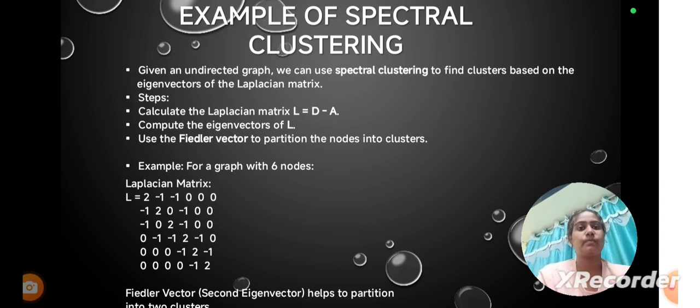Examples of spectral clustering. Given an undirected graph, we can use spectral clustering to find clusters based on the eigenvectors of the Laplacian matrix. Steps: calculate the Laplacian matrix, L equals D minus A. Compute the eigenvectors of L. Use the Fiedler vector to partition the nodes into clusters. And here is one example for that.